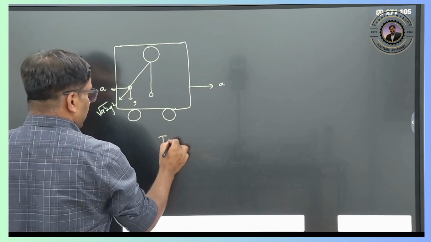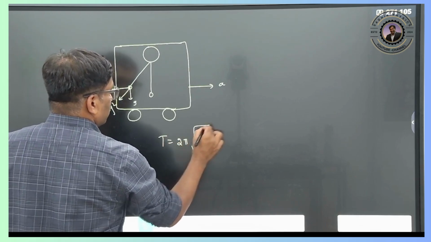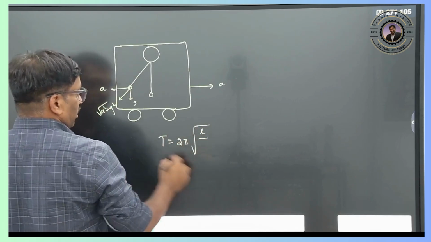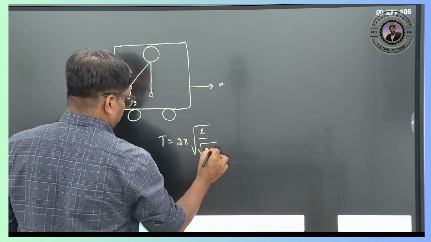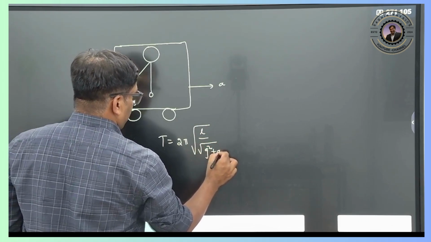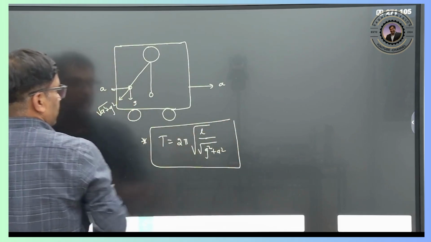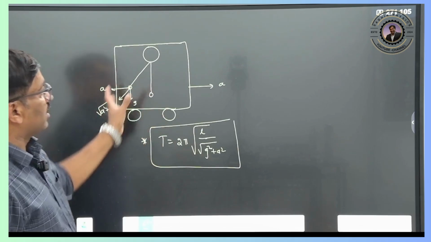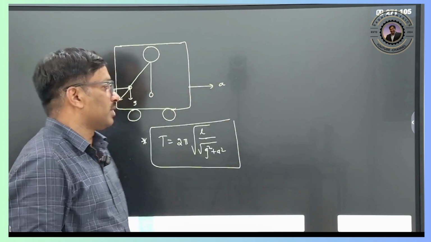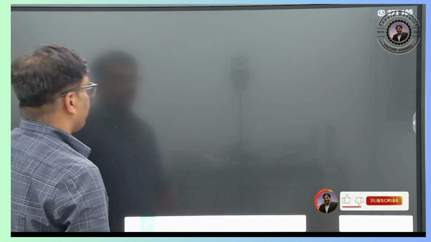What will be the time period now? It will be 2 pi into square root of L by g effective, that is nothing but the root of g square plus a square. This is your time period if the trolley is accelerating toward this side. We will see one more application here now.